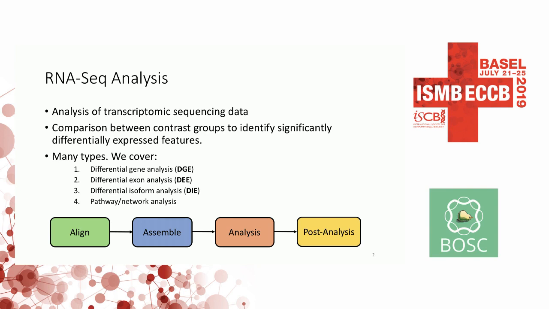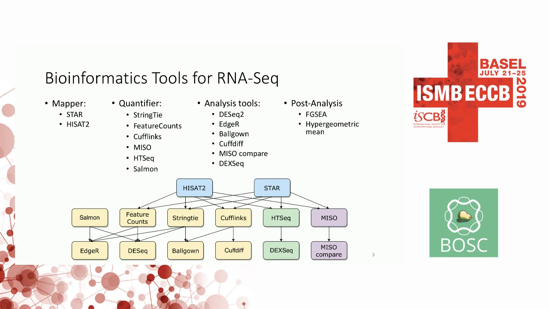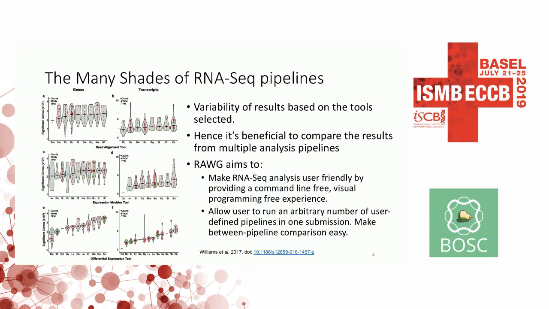And we think that a typical RNA-seq pipeline can be broken down into four stages: alignment, assembly, analysis, and post-analysis. And those are all the tools currently RAWG has and all the interconnections between them. So file format is handled automatically, and all the intermediate and the utility steps are added by RAWG as well.